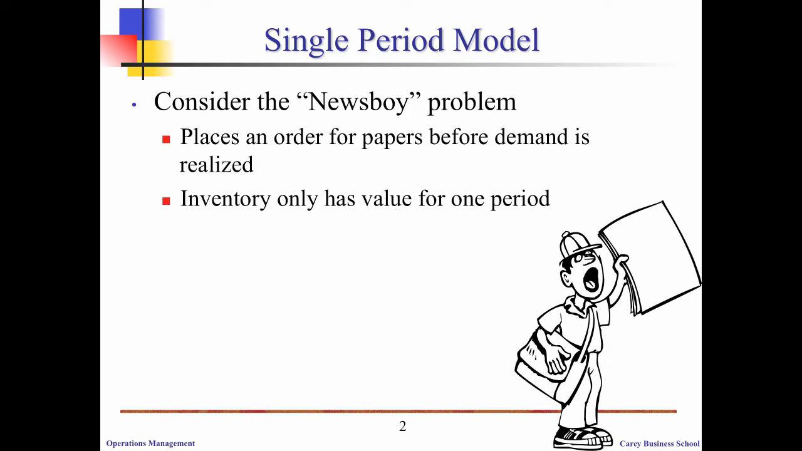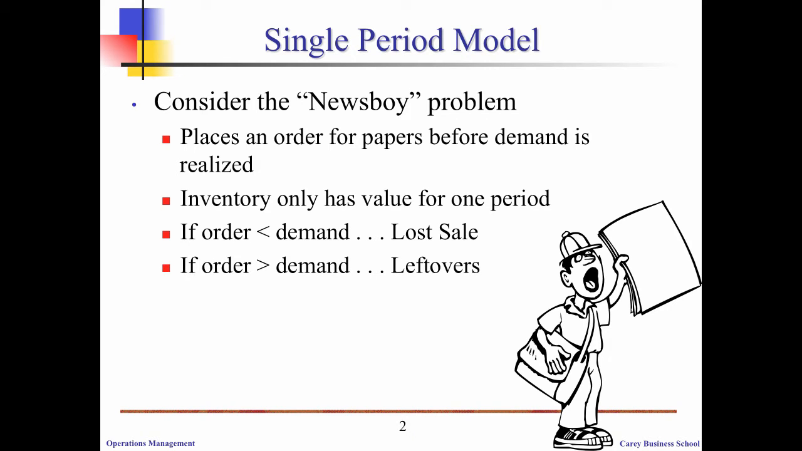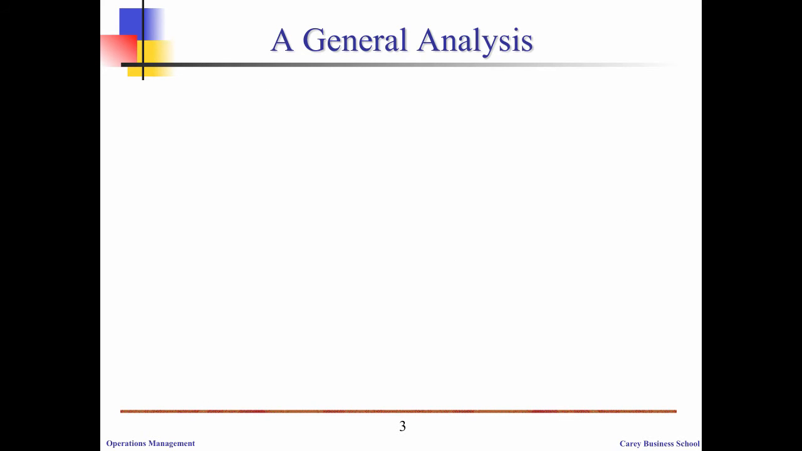If it turned out that the order size was less than demand, the news vendor had a lost sale, and there was no way to get it back. If it turned out that the order size was greater than demand, the news vendor had leftover newspapers that could not be sold. We need to find an optimal order size for this setting. Let's refer to our order size as Q.